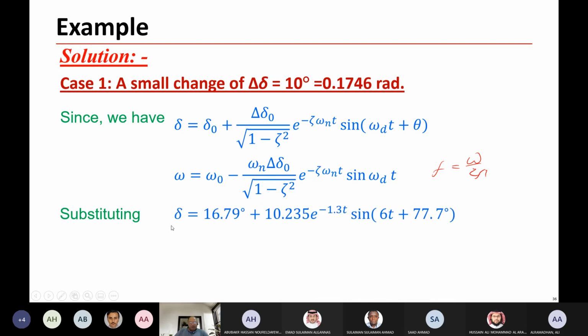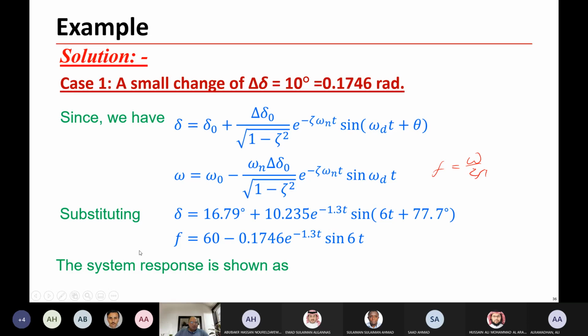Substituting, you end up with delta equal to the initial angle, which is 16.79, and so on. You can also write the frequency equal to the initial frequency, which is 60 hertz, minus omega n. All this you can have as such. So this is the delta and the frequency due to the stable change in the state. Okay? Are you following? If you have any question, please raise your hand.